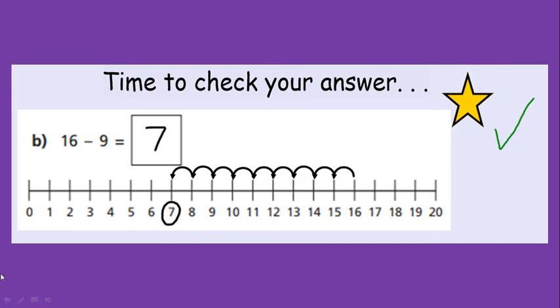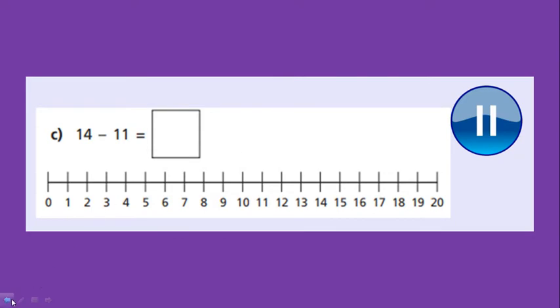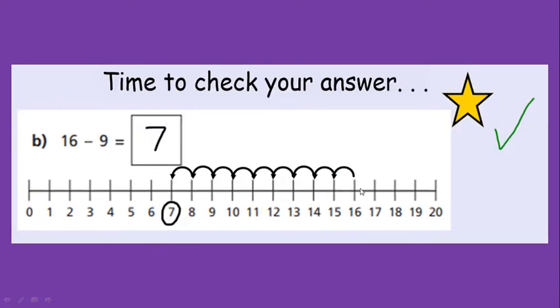Okay, so it was quite hard, this one, to do 9 jumps back because it was a lot of jumps, so I had to count really carefully. I started at 16 and then I had to do 9 jumps back. So 1, 2, 3, 4, 5, 6, 7, 8 and 9. So I've taken away 9. And I've ended up on 7. So this box here, guys, should have 7 in. Did you all get to the answer 7? Well done if you did.